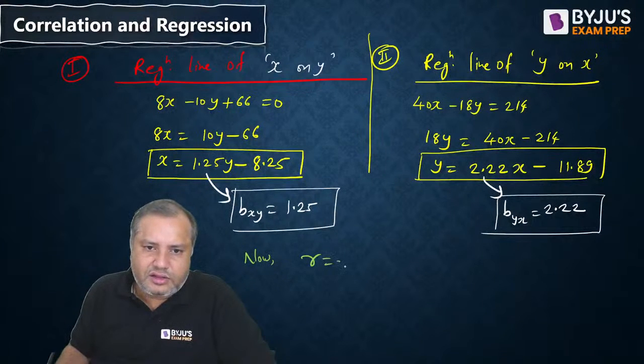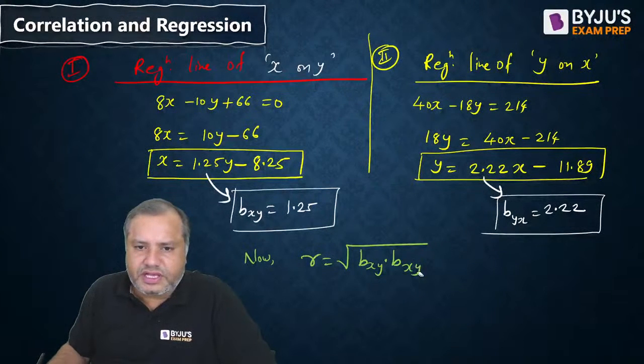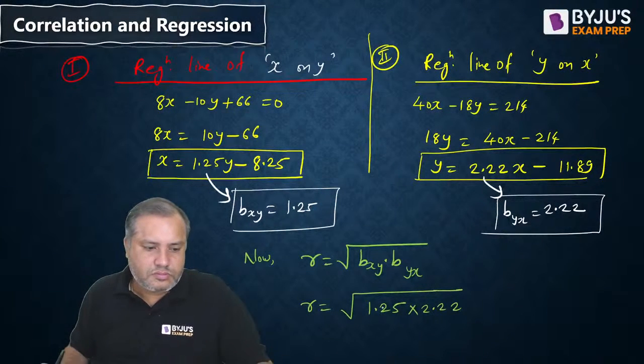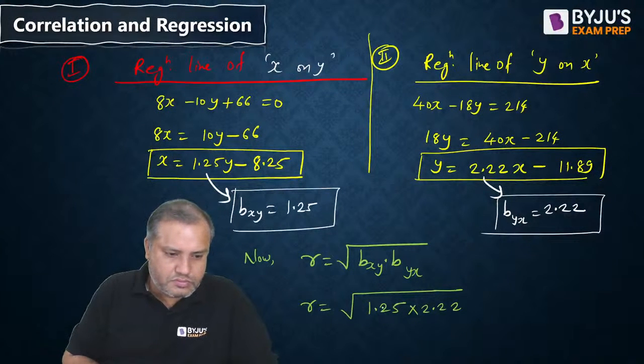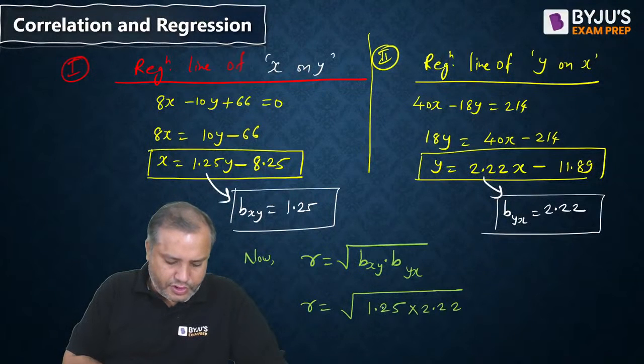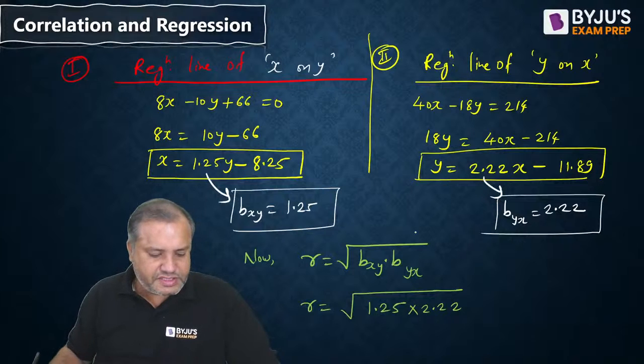Now, what is R? R is the geometric mean of the two. Bxy into byx. Under root 1.25 into 2.22. It is 1.666.